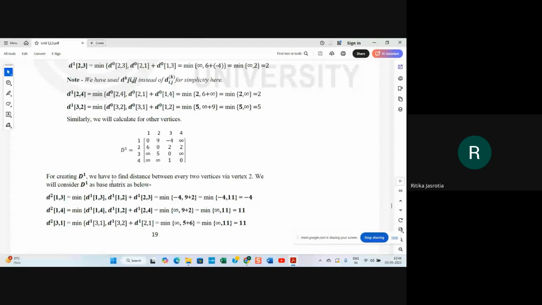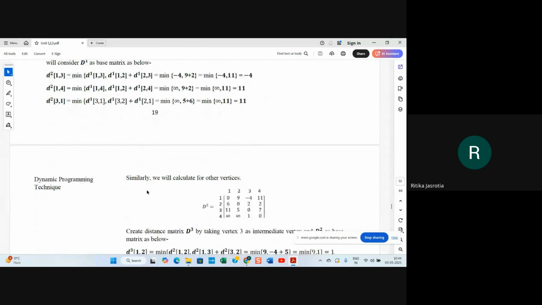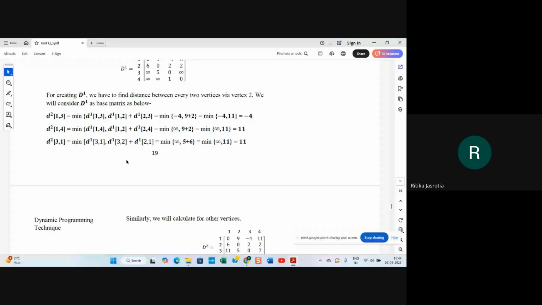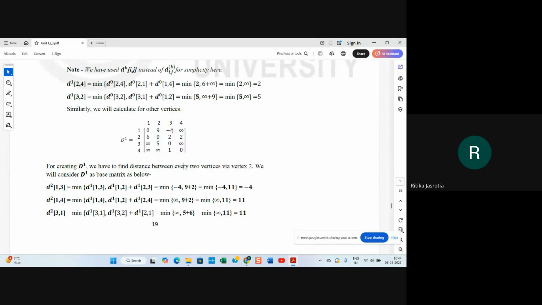For creating D2, we find the distance between every two vertices via vertex 2. We consider D1 as the base matrix as below. Right, now we are finding D2 1, 3. For D2 1, 3 you keep the base matrix as this one, and then you find the minimum. So D1 1, 3 is minus 4, and you have D1 1, 2 and D1 2, 3.